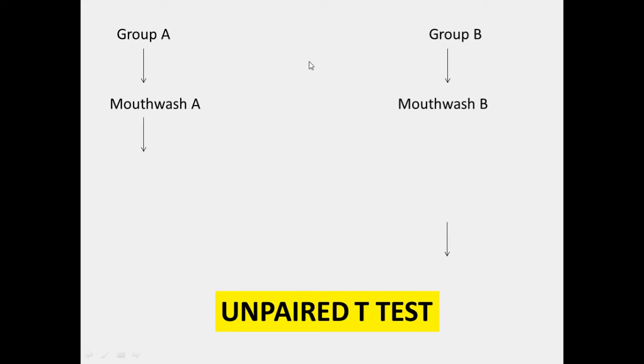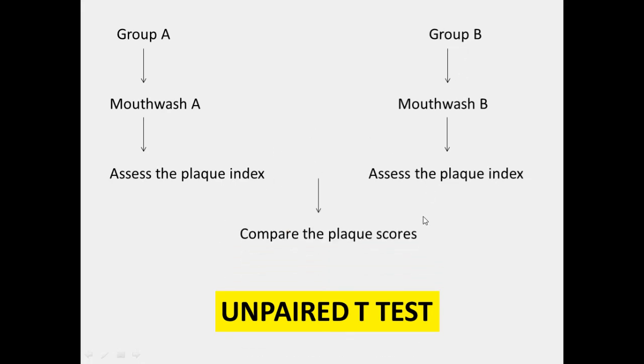Whereas what is unpaired t-test? In this, the example would be you have two different groups. Earlier we saw there is just one group. Here you have two different groups, and you're giving two different interventions, mouthwash A and mouthwash B. So you have two different groups, two different interventions, so obviously you will have two different outcomes. For group A, you assess the plaque score. For group B, you assess the plaque score. And then at the end, you compare the plaque scores.